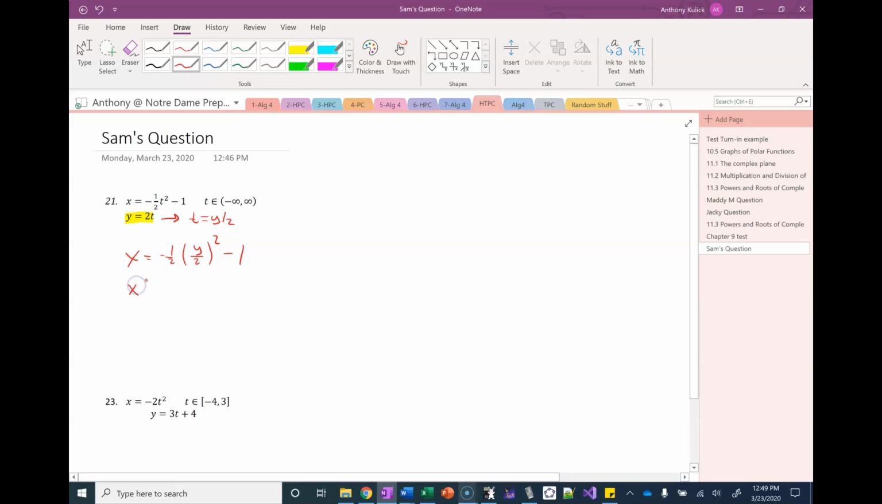When I square y over 2, it becomes y squared over 4. When I multiply by the negative 1/2, I get negative y squared over 8. And then I'm going to try to get the y by itself, because when writing this in rectangular form, usually we start with y equals. So I'll start by adding 1 to both sides, and then multiplying both sides by negative 8.